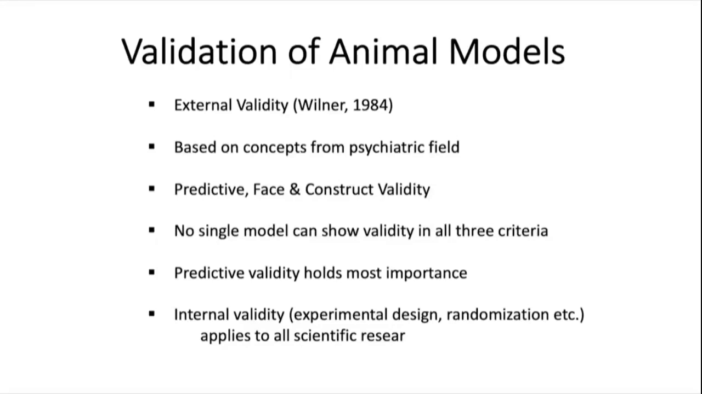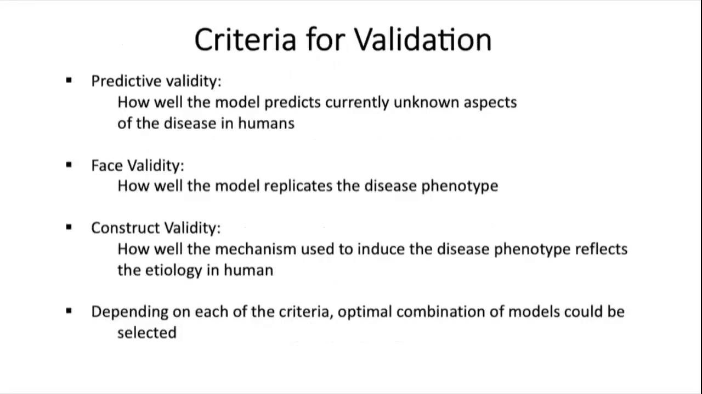Now, what are these criteria? As I said, the predictive validity, face validity, and construct validity. The predictive validity refers to how well a model predicts currently unknown aspects of a disease in humans. Meaning, suppose this model shows a biomarker, it should be possible for you later on to investigate and identify a similar marker in humans. That is the level of predictivity of this model. Or a particular drug works in this model, and the same drug should work in humans. That refers to the predictive validity.